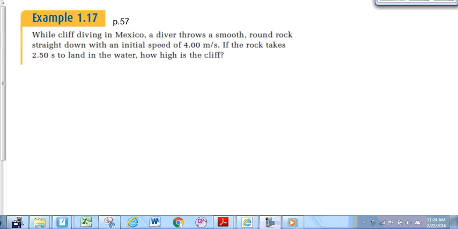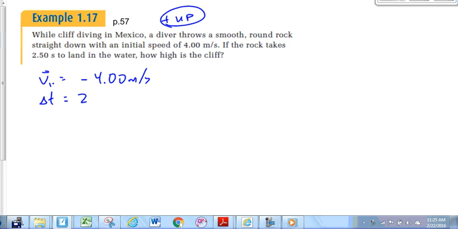All right, so what do we got here? It's a group B problem, right? Because the rock accelerates. We got an initial speed of 4 meters per second. I'm going to make that an initial velocity because it's thrown straight down. We know the direction, it's downwards. I'm going to make the initial velocity negative 4 meters per second. We know the time is 2.5 seconds. And if we read between the lines, we have one more given. What is it? Yes, it's the acceleration. We know that it's negative 9.81 meters per second squared until it hits the water.